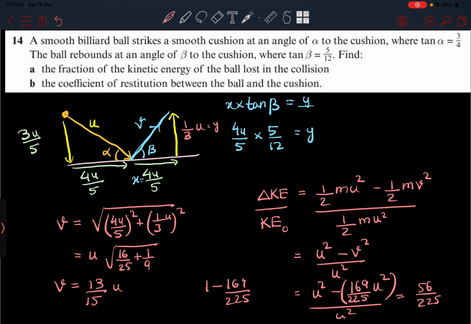Sorry about that. So once you do that, now we've got 169, so the fraction that we have lost is 56 over 225. So just be careful with your math. Sometimes we can forget to square root the thing, and then the whole question would have been messed up. But luckily, I think I got away with it.